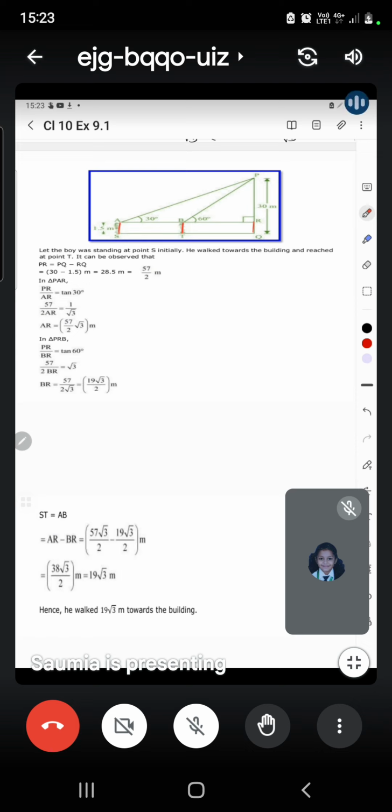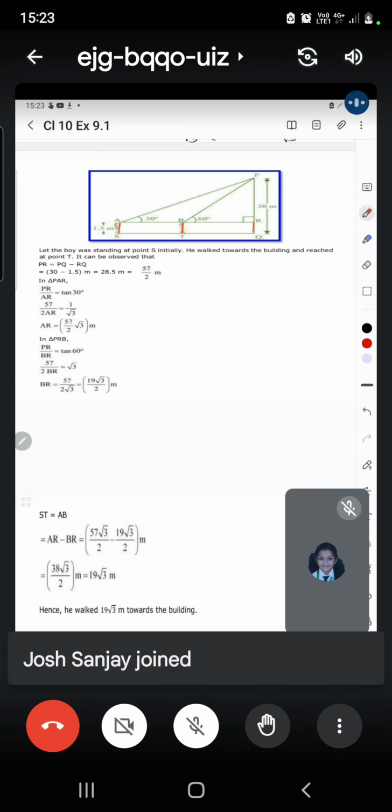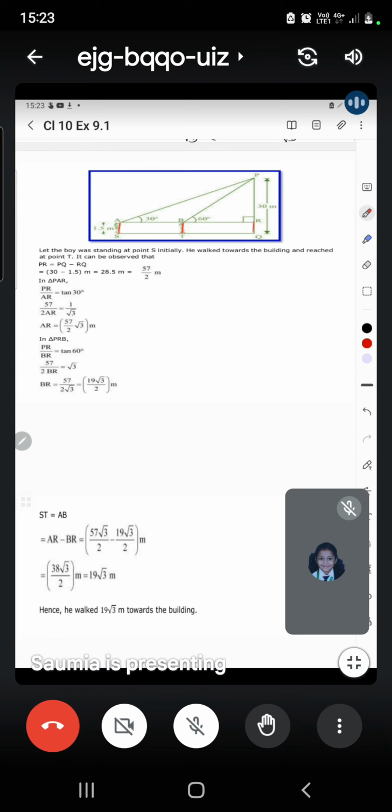Let AB be the boy first and PQ be the tower. Let S be his initial position and T be his final position. Like that. As you write, if you have doubts, ask. Don't remain quiet.